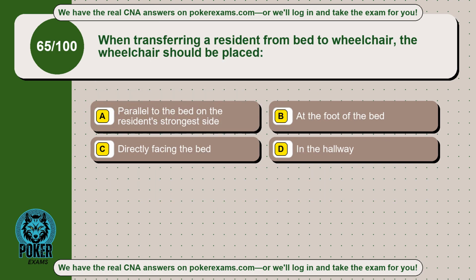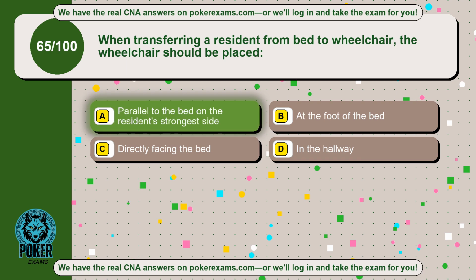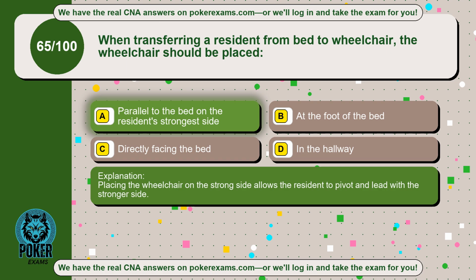Question 65. When transferring a resident from bed to wheelchair, the wheelchair should be placed: Option A, parallel to the bed on the resident's strongest side. Option B, at the foot of the bed. Option C, directly facing the bed. Option D, in the hallway. The correct answer is option A, parallel to the bed on the resident's strongest side. Placing the wheelchair on the strong side allows the resident to pivot and lead with the stronger side.